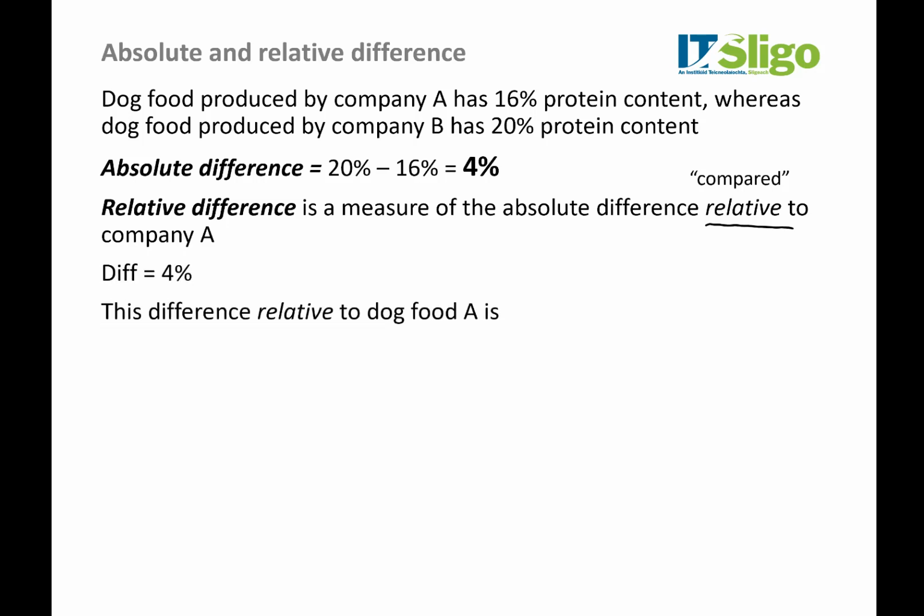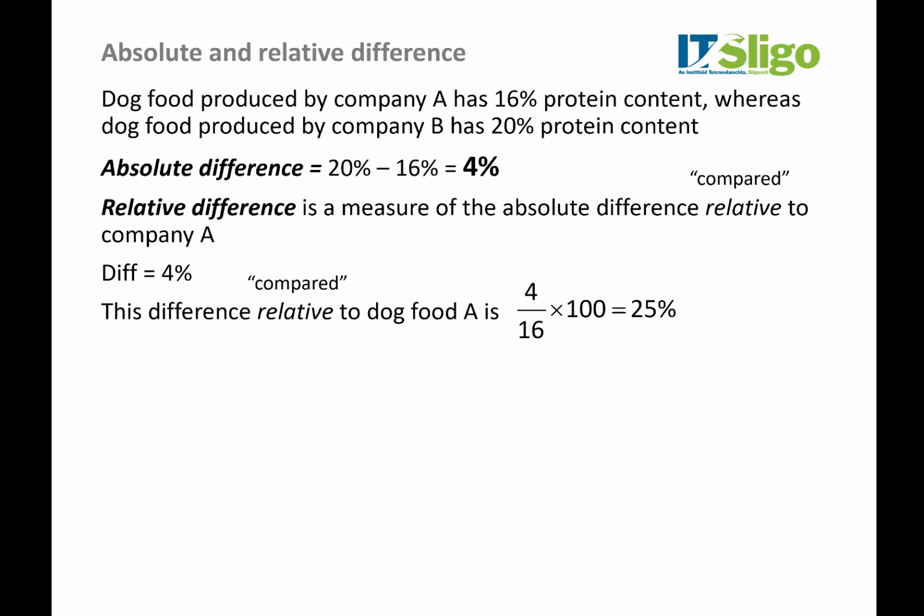So here's our difference. So relative to dog food A, that means compared to dog food A. So dog food A is what goes on the bottom, guys. So we can see now that dog food B, company B, has 25% more protein when compared to dog food A. But very often the marketeers will leave out those last words and they'll just say, oh, we've 25% more protein. That sounds very attractive, compared to 4% more protein.